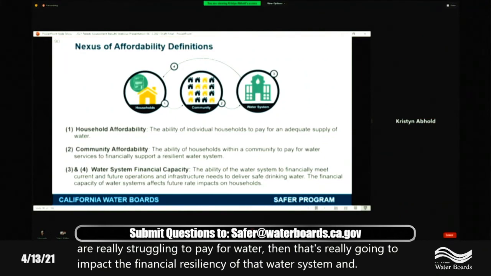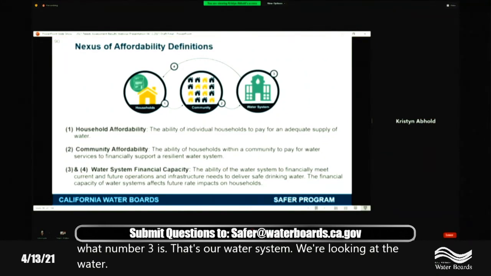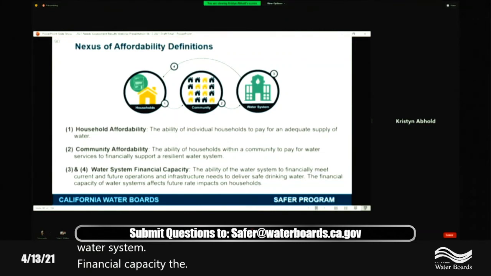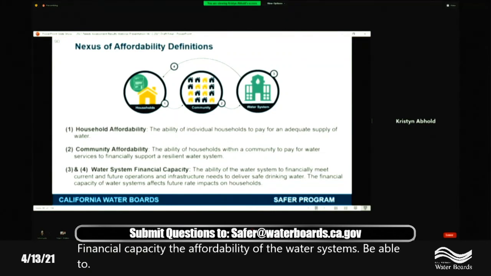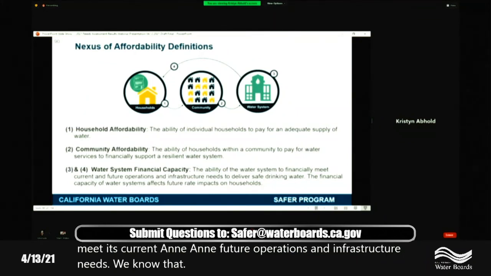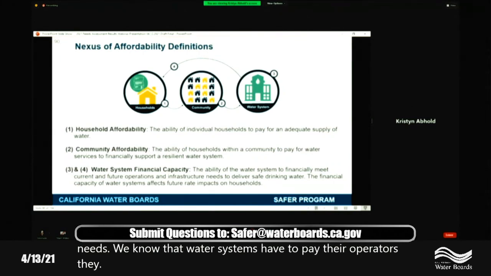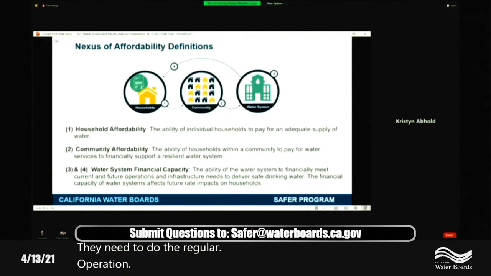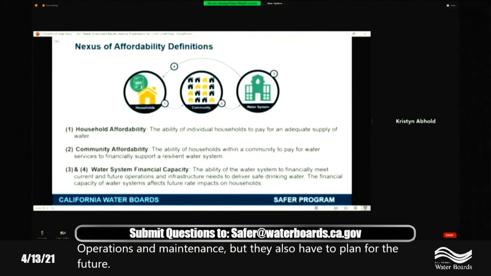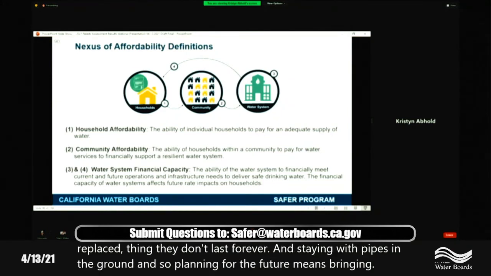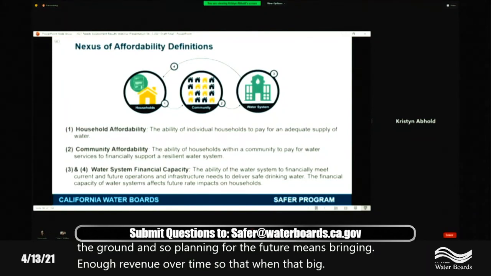And that's what number 3 is. That's our water system. We're looking at the water system financial capacity, the affordability of the water system to be able to meet its current and future operations and infrastructure needs. We know that water systems have to pay their operators. They need to do their regular operations and maintenance, but they also have to plan for the future. Parts have to be replaced. Treatment plants need to be replaced. They don't last forever, and same with pipes in the ground. Planning for the future means bringing in enough revenue over time so that when that big price tag investment needs to be made, they're able to do it.